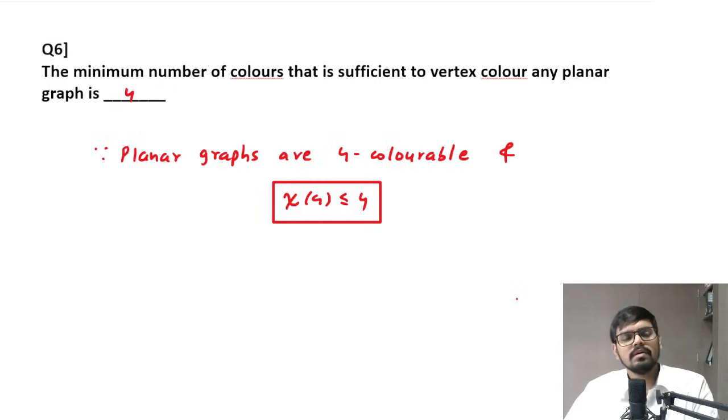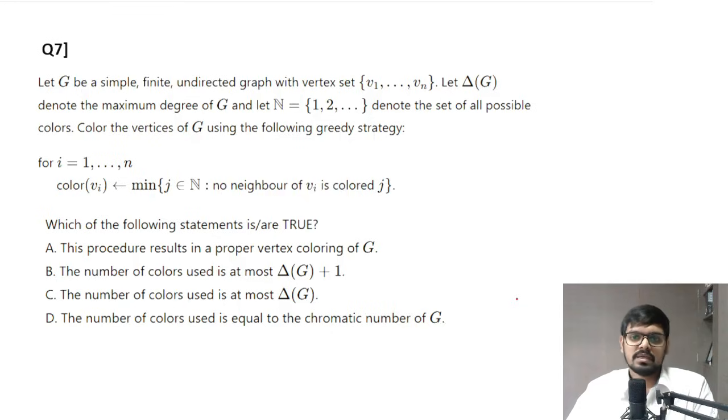No need for giving 5, 6. If you want, you can, but that would be an unnecessary color. If you need the minimum colors, the chromatic number, then the upper limit is 4. Understood? Question number 6. Question number 7. Pause the video, try, then look at my solution.